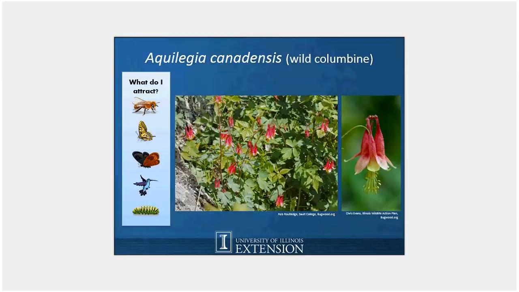Also, bumblebees will collect the pollen from this plant to feed their larvae. And if you know anything about bees, bumblebees is another one that is a social bee like the honeybee. And when they feed their larvae, they'll feed their larvae a combination of nectar and pollen. So the pollen is important too.